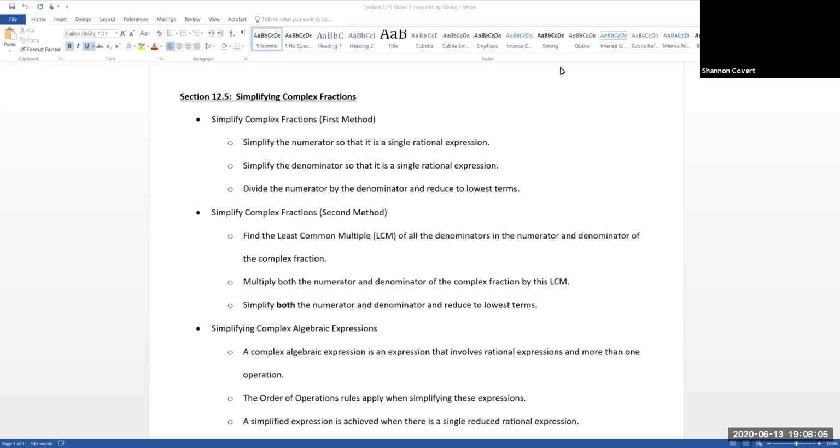Parentheses or grouping symbols first, exponents second, multiplication and division from left to right, addition and subtraction from left to right. Once we have a simplified expression, we will know that because we will have a single fraction or one reduced rational expression. That's how we know that we've simplified that complex algebraic expression. And really that's true for all of these. When we get done simplifying our complex fractions, we should end up with one rational expression or one fraction in the end of the problem.